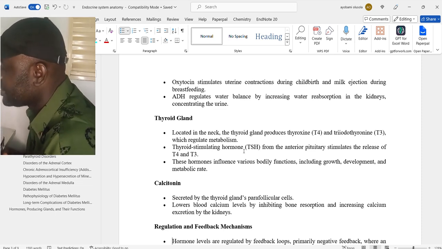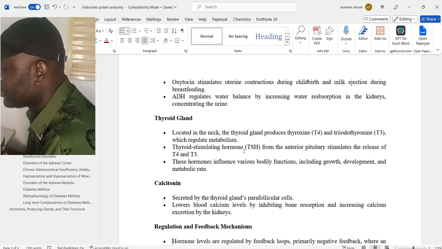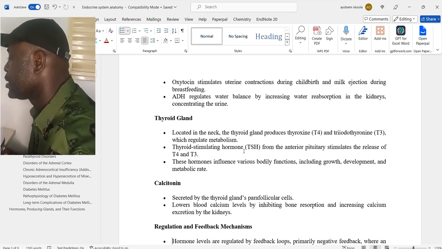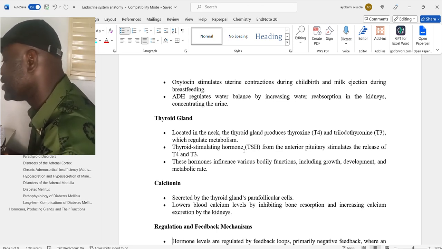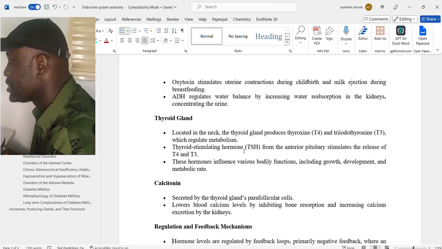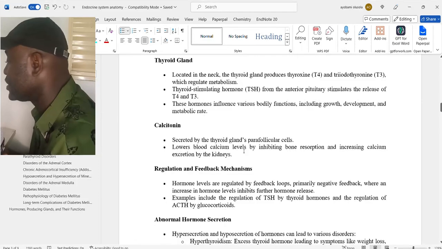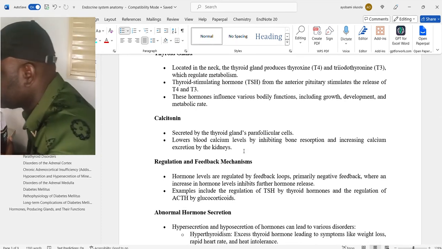The thyroid gland is located in the neck, and the thyroid gland produces the thyroid hormone, thyroxine, T4, and triiodothyronine, T3, and these hormones regulate metabolism. Thyroid stimulating hormone, TSH, produced by the anterior pituitary, stimulates the release of T4 and T3, and these hormones influence various bodily functions, including growth, development, and metabolic rate. Calcitonin.